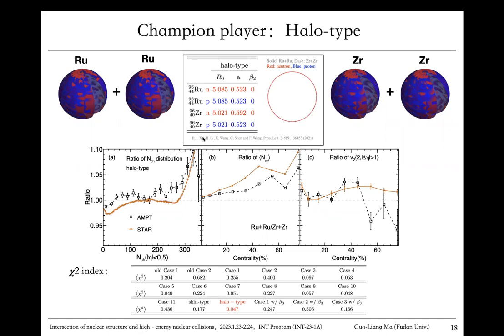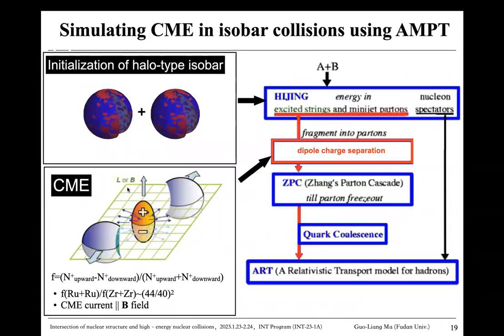which was also proposed by the next speaker, Haojie. Next I will use this high-low type initialization. It means zirconium has a larger radius for the neutron. So next, we initialize the isobar nuclei, and we also use the same technique to introduce the CME signals, and we take care of the different charge between ruthenium and zirconium, and we ask the CME current to be parallel to the magnetic field, event by event.